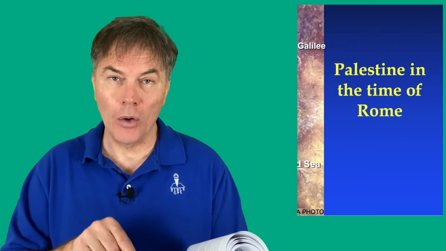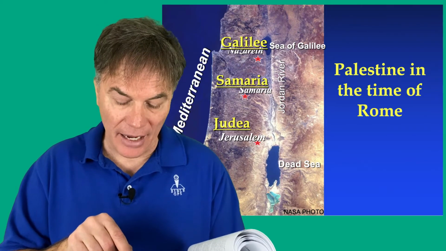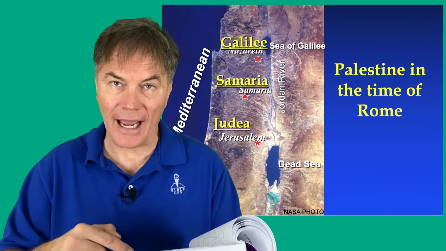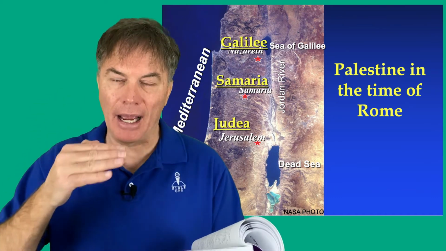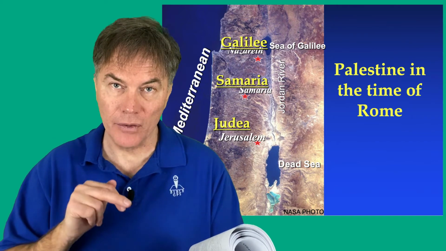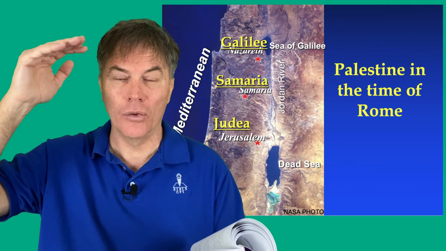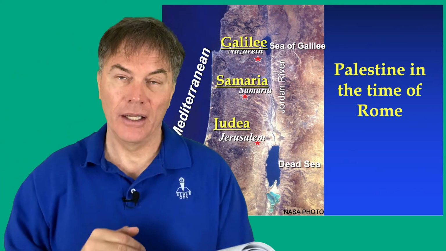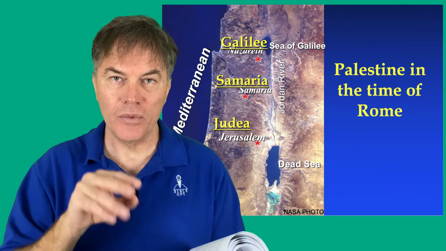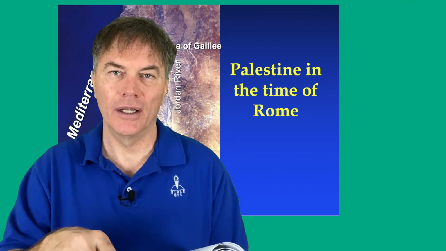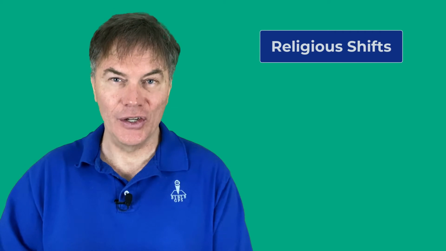Now, during the Roman domination, they have divided Palestine in 3 areas. North, you will have Galilee, then Samaria, and then in the south, you will have Judea. Now, before that, you only had Samaria in the north and Judea in the south. But Rome divided that area in Palestine in those 3 areas. And that takes us to the next shift, which is the religious shift.